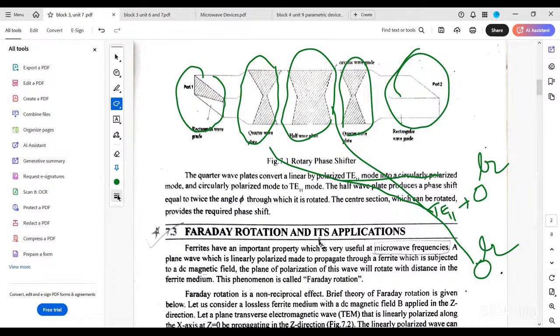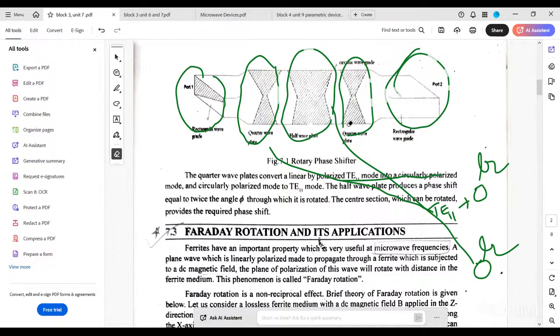Which shape do we have? Only a circular shape. Again, I am converting with another quarter plate. Then at that time, what happens? The input is TE11. TE11 is applied to the quarter plate, which is converting it to which wave? Circular wave. What is the function of this wave plate? It will change the phase.